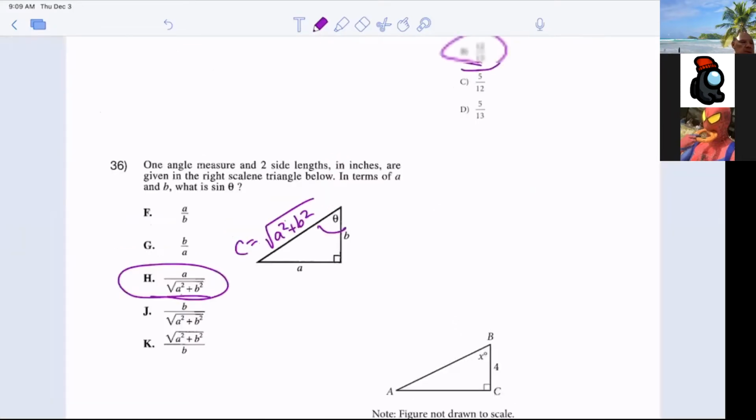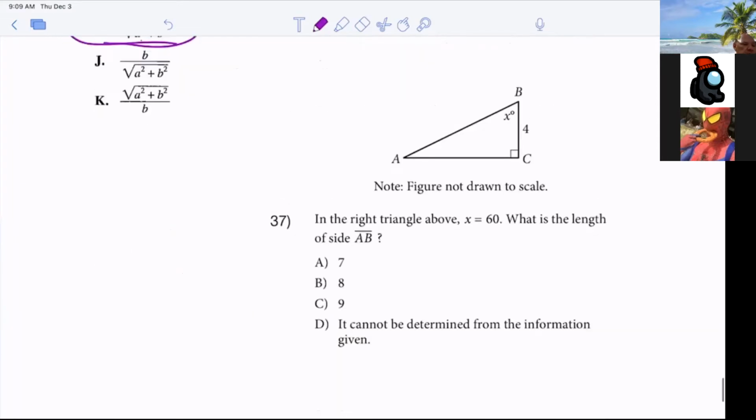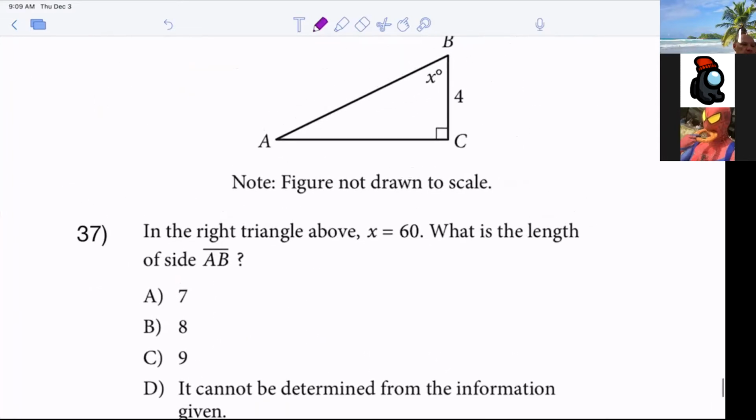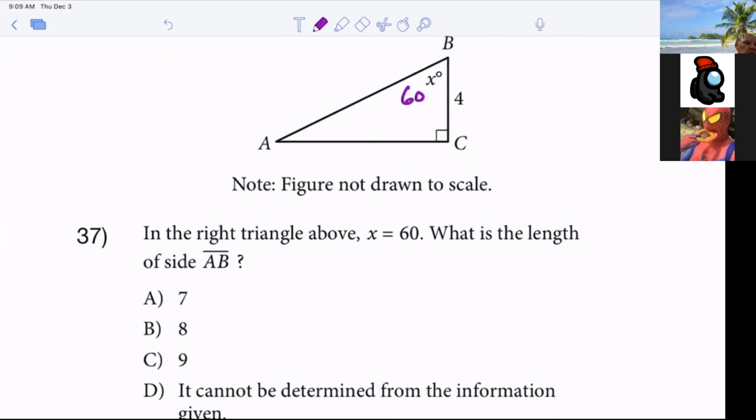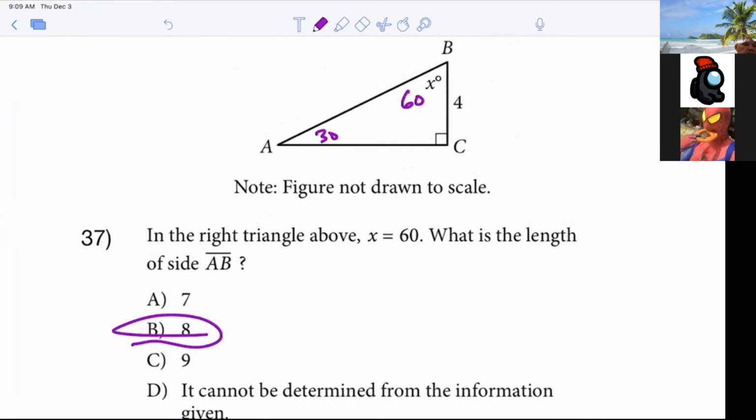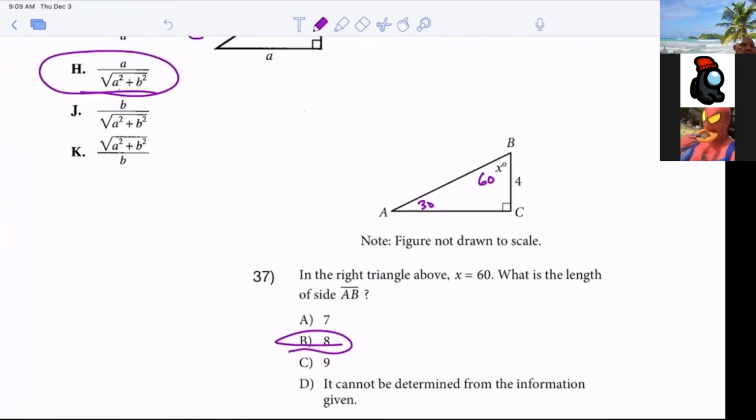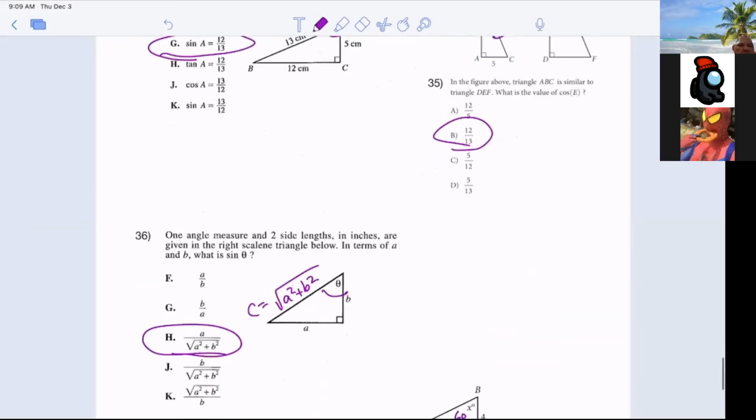All right. Let's knock out 37. So this is 60 degrees. This is 30 degrees. So AB is obviously what? 5? Magic. Your calculator is magic. It's always giving you the right answer.